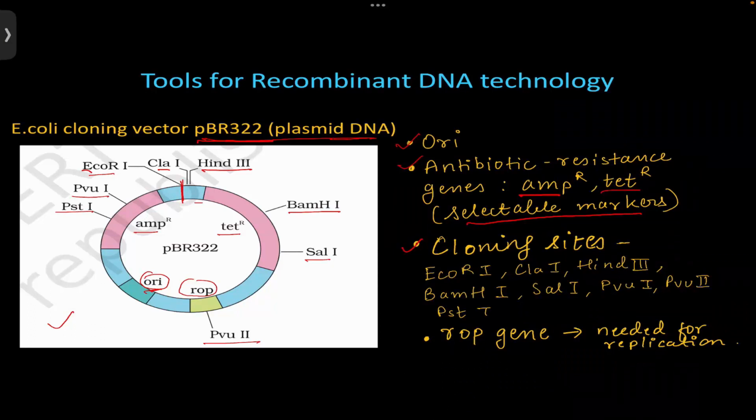here where there is the recognition sequence for EcoRI. Now there is another gene called the rop gene. This gene is important for this particular plasmid to replicate. But these three components, the antibiotic resistance genes and cloning sites, are quite common in other kinds of cloning vectors like this. This rop gene is specifically found in this plasmid vector.